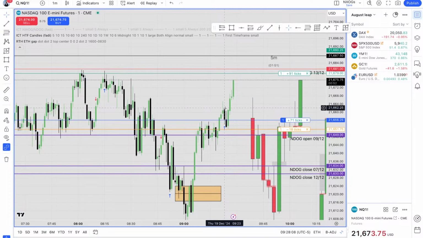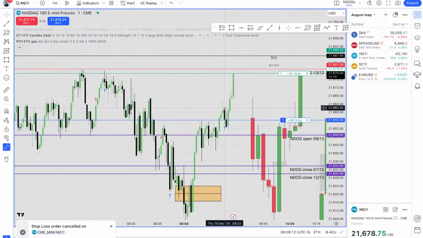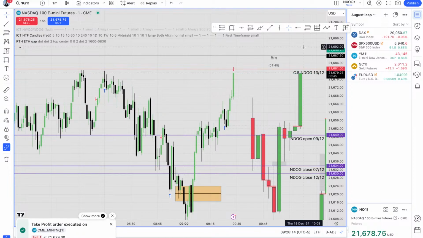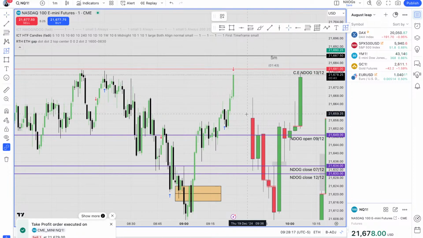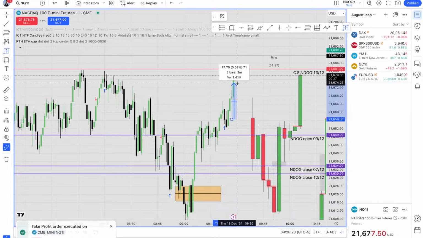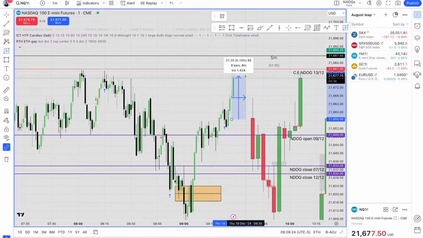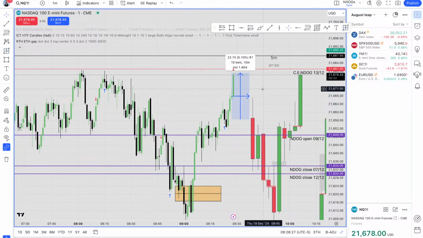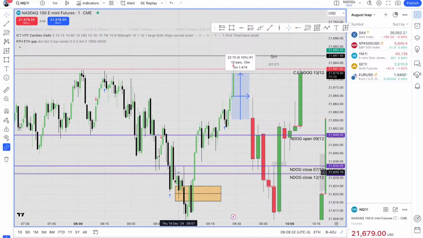But I don't like waiting for exactly the 9:30. Come on, touch it, baby. Yes. So that's almost 22 points. I entered exactly here and I targeted here. 22 points. So we have 2 winning trades in a row now.